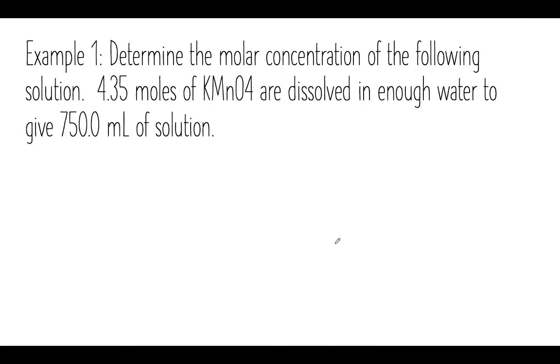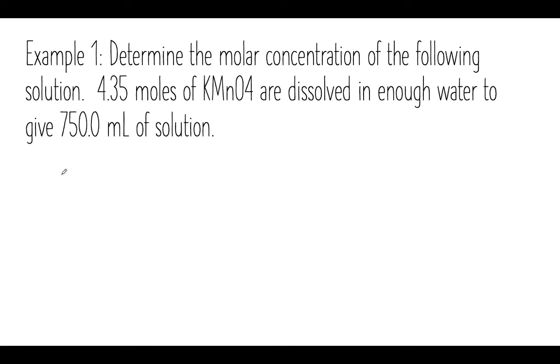So let's actually get into an example. It says, determine the molar concentration of the following solution. This solution contains 4.35 moles of potassium manganate, dissolved in enough water to give 750 milliliter of solution. Now the phrasing is a little bit weird, but we are given the moles of the solute and the volume of the solution as well. So with both of these numbers, we should pretty easily be able to find the concentration of this solution.